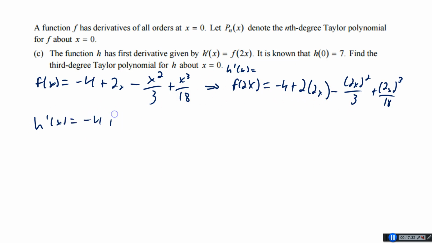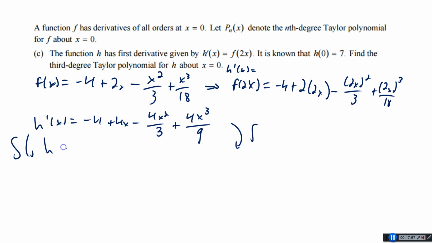So you have negative 4 plus 4x, and then minus 4x squared over 3. Let's see if we can do this math in our head. 2 cubed is 8, out of 18 is 4/9, so it's going to be plus 4x cubed over 9. So this is h prime. If this is the derivative, they want me to find it for h. So I need to find h, I need to anti-derive, right? So I'm going to anti-derive both sides.